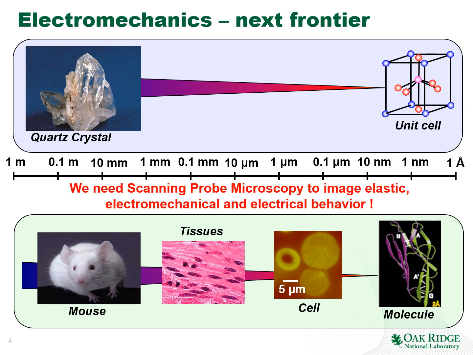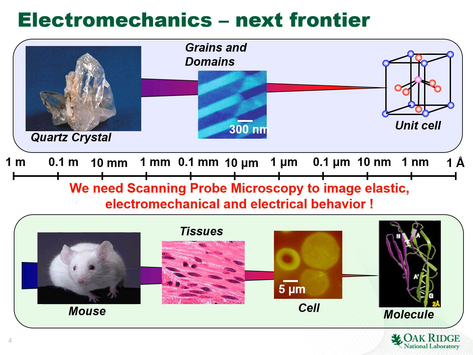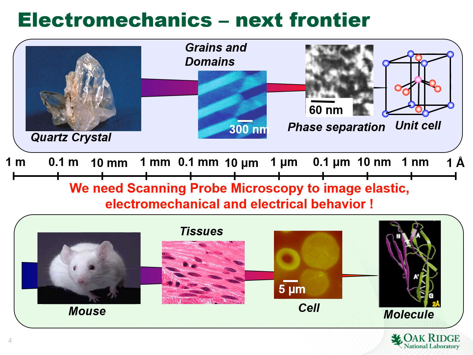However, even for an inorganic system, we also need to study local phenomena. For example, if we have a ferroelectric material, very often it will exist in the form of multiple domains. There are other materials such as relaxor perovskites which phase separate and form these rather mysterious 10 nanometer size regions. And generally, we need local techniques, or in this case, scanning probe microscopy, to image and quantitatively study the elastic, electromechanical and electrical behavior if we want to understand these materials.